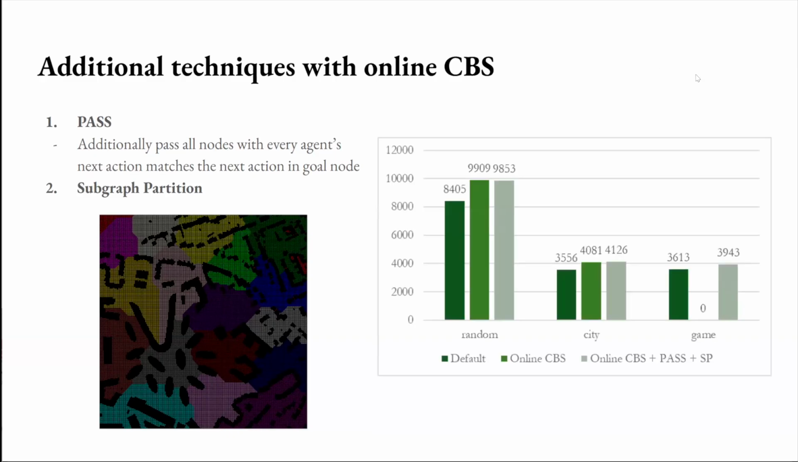And here is our experiment result. So you can see that with these two techniques, it still keeps the performance of the online CBS. But the main difference is that with these two techniques together, I think especially the subgraph partition, now we are able to run the online CBS on a larger map, which is the game map.